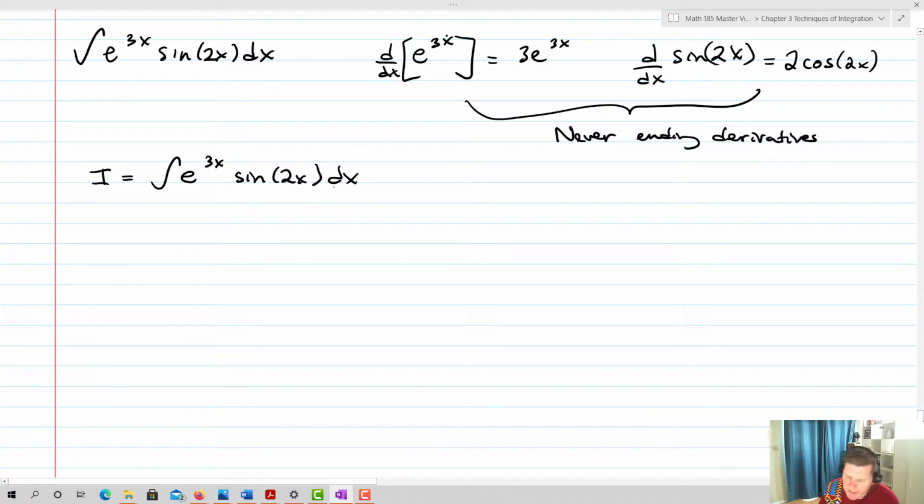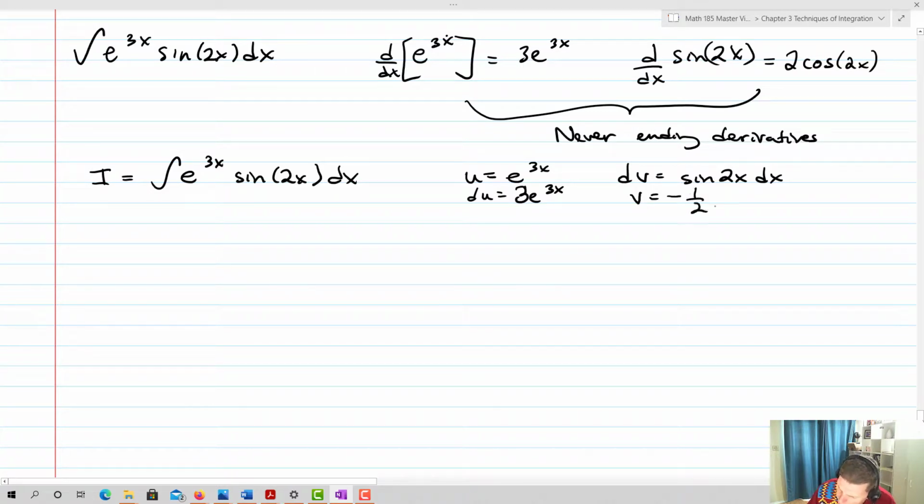And what we're going to do is use our integration by parts. We'll let u, in this case, equal e to the 3x. And so du is going to equal 3e to the 3x. We'll let dv equal sine 2x dx. And so v is going to end up equaling negative 1/2 cosine of 2x. And if you have any issues with that, it's basically a u substitution, where we substitute u equal to 2x.